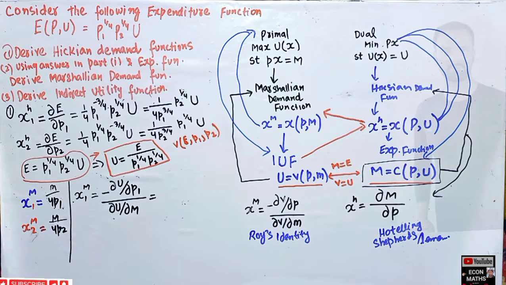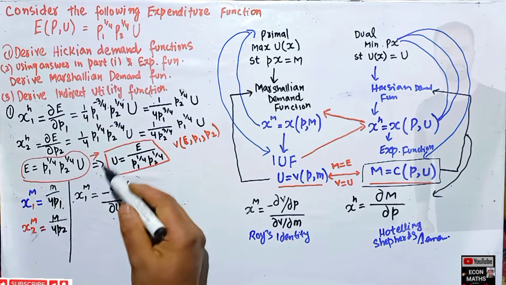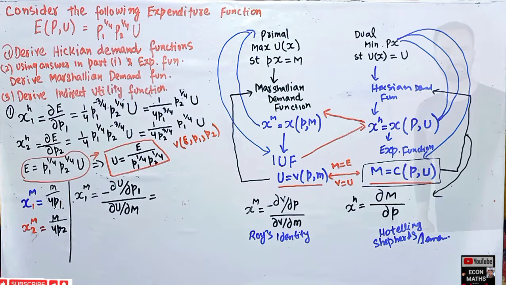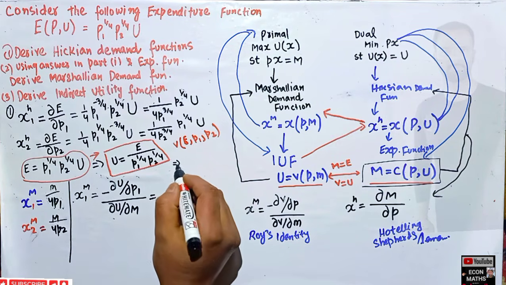So let me show you how to find the derivative of this very function with respect to p1. Then I will rub this out. I'm not having the space left here. So how can we differentiate this very function? This function can be written like this. Let me write it here.